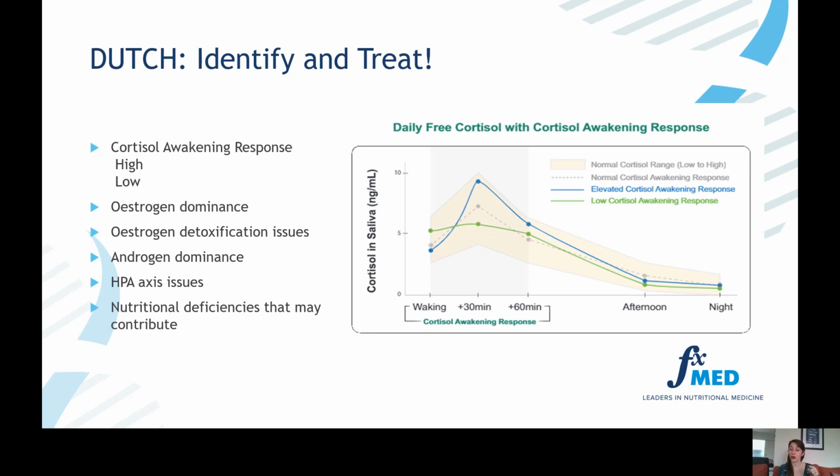Sometimes people think that they have estrogen dominance, but they think they have high estrogen, and instead what they have is low progesterone. So they do have estrogen dominance, but it's not because their estrogen is high. It's because they don't have enough progesterone.